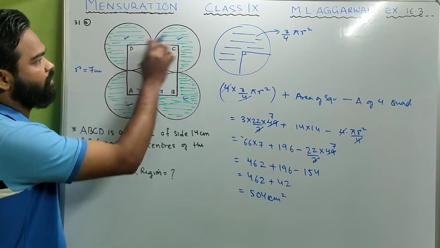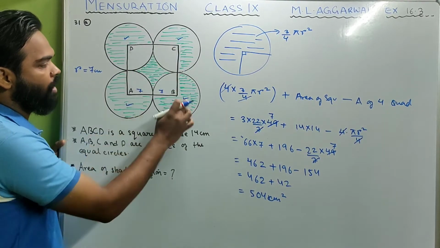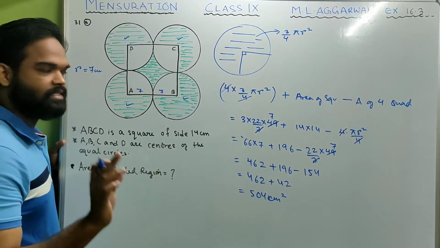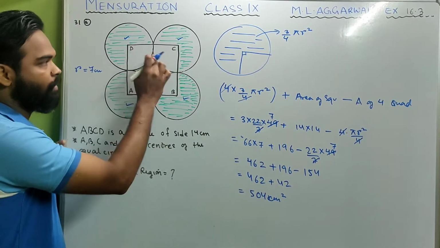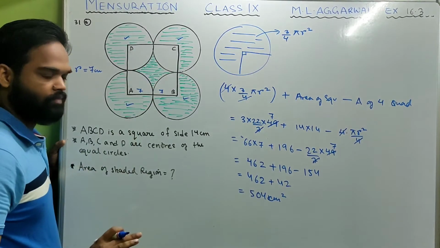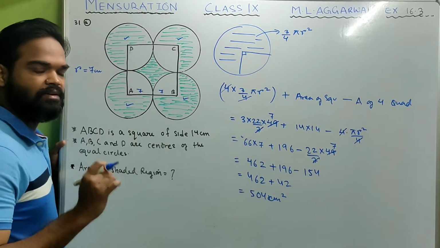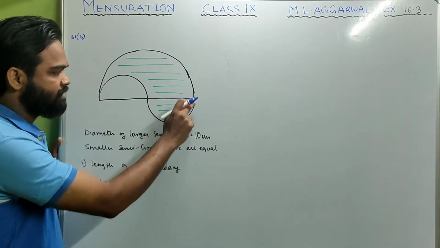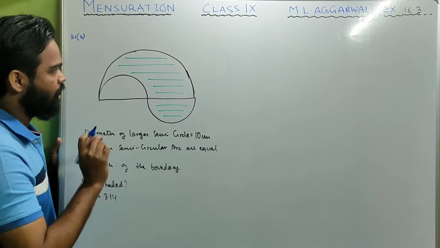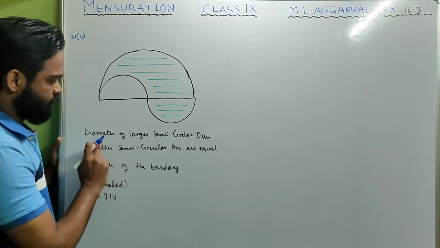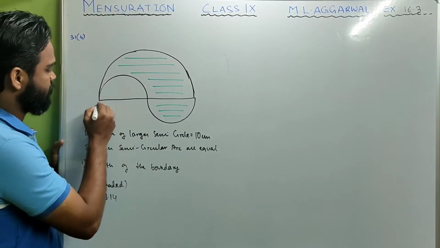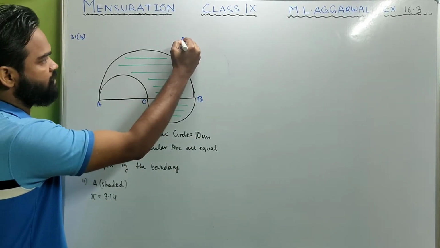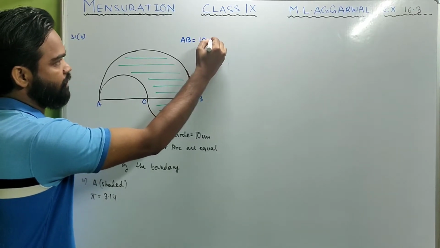Okay, you just need to find the area of these 4 parts, which was 4 times 3/4 of the area of a circle, area of a square minus area of 4 quadrant. Clear? Now let us look at the next sum. Now if you look at 31 part B, it consists of 3 semicircular regions or arcs, you can say. The bigger one, diameter of the larger semicircle they have given, that is, suppose this is A, B and this is O. So AB is given as 10 centimeter.